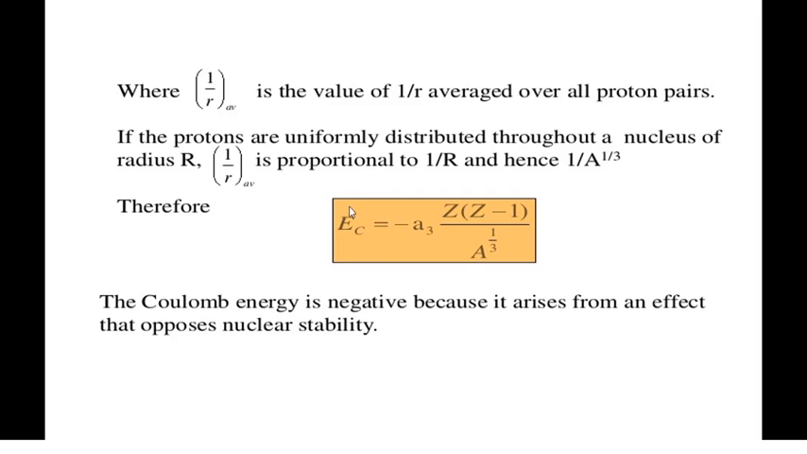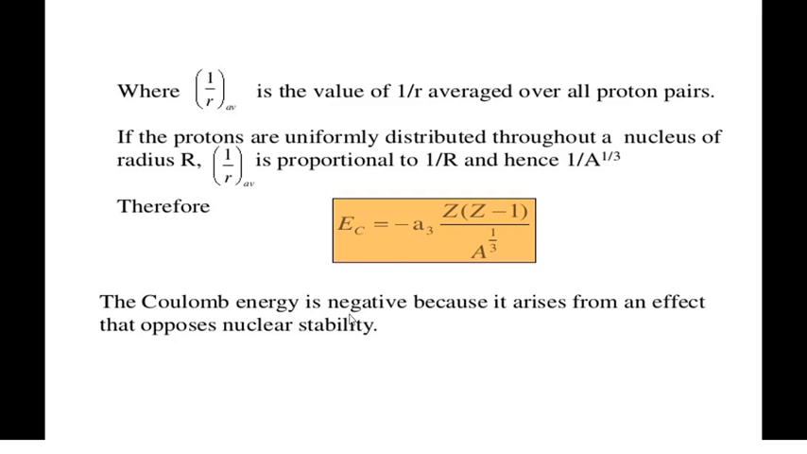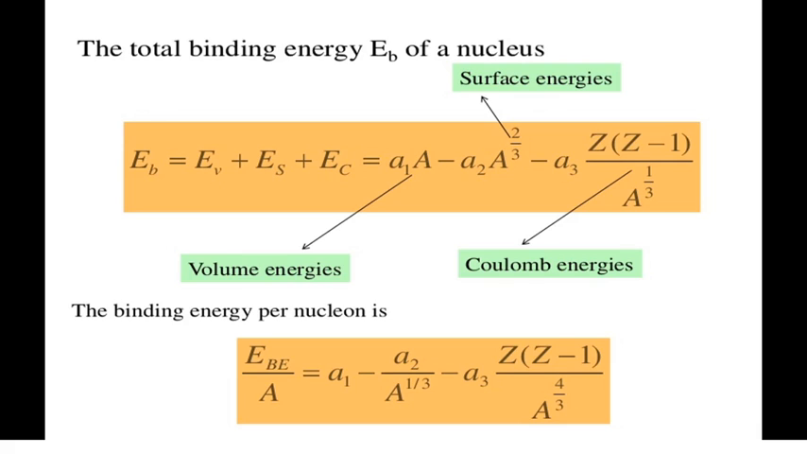So we got the Coulomb energy EC as minus A3 into Z into Z minus 1 by A raised to 1 by 3, where A3 is the constant which we had substituted for this, that is e square by 8 pi epsilon 0. All the constants are given the name A3 with a negative sign, because we know that the Coulomb energy is negative, because the Coulomb energy will decrease the binding energy of the nucleus. So we have got the expression for volume energy, surface energy and Coulomb energy. Now we can total it, so that the total binding energy EB is equal to EV volume energy plus ES surface energy plus EC Coulomb energy. So A1 A volume energy which is positive, surface energy A raised to 2 by 3 and Coulomb energy A raised to 1 by 3.